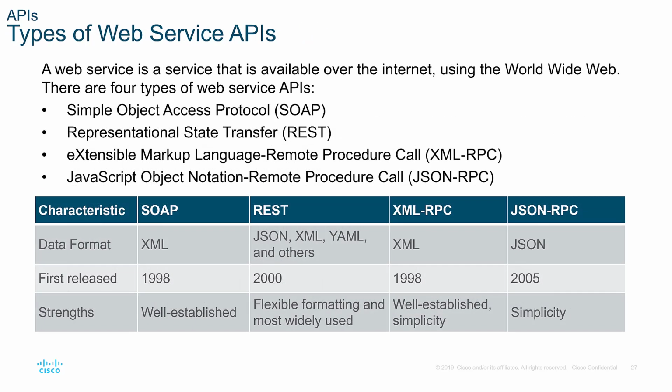Types of service APIs: we have SOAP and REST. So Simple Object Access Protocol, and Representational State Transfer. We have RPCs for XML and JSON as well. You'll notice that JSON is the newest of them. It's simplistic. XML-RPC is well established, also simplistic. REST and SOAP have also been well established. REST uses a combination of languages.